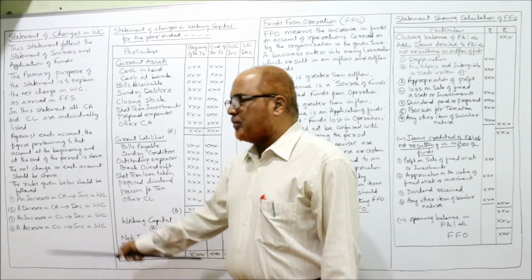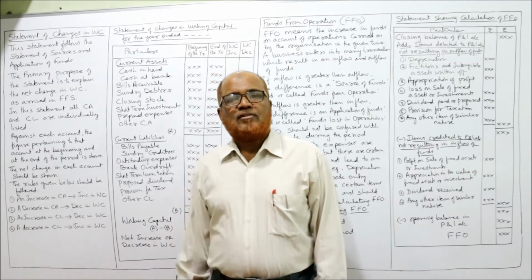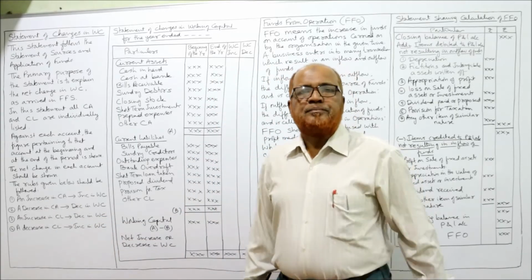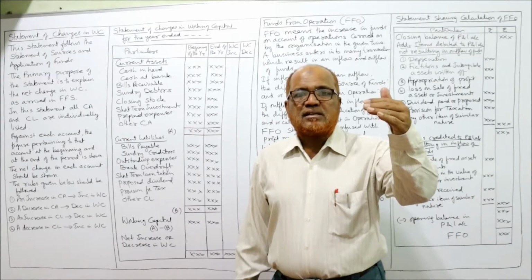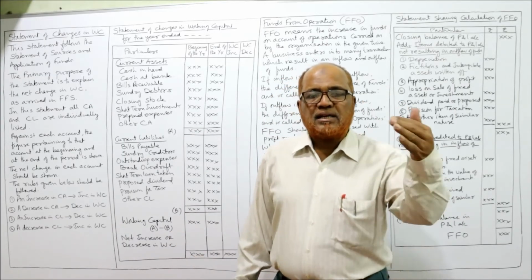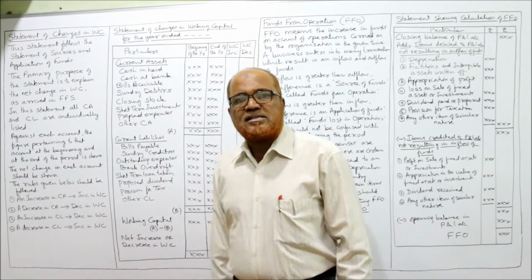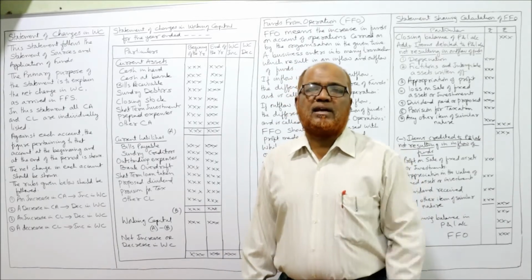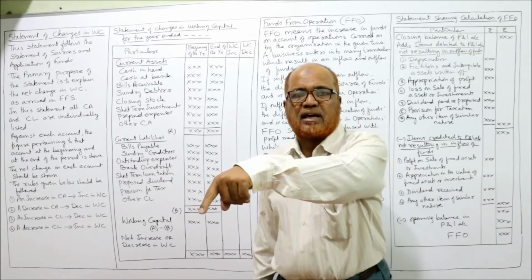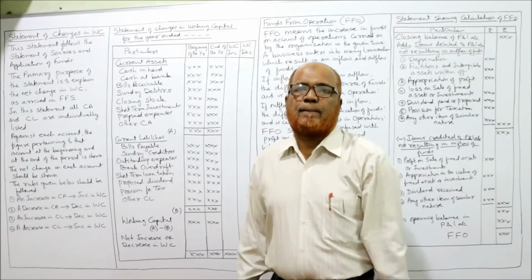The rules given below should be followed while making the statement of changes in working capital. 4 rules you have to remember. The first rule is increase in current asset. If the current asset increases, it increases working capital. Remember, increase in current asset, increase in working capital. Decrease in current asset, decrease in working capital. So there is a direct relationship between current asset and working capital. More current asset, more working capital. Less current asset, less working capital.